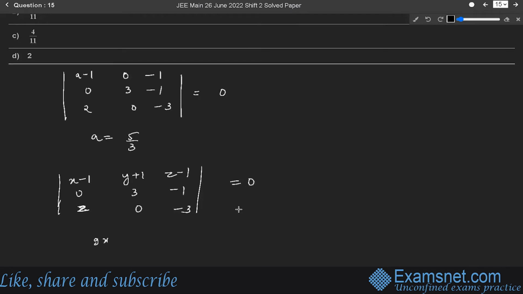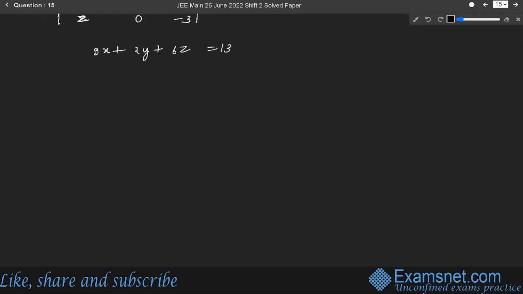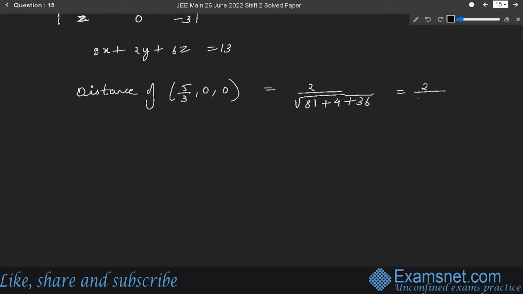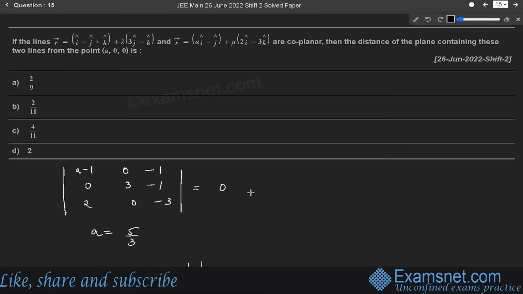Therefore, 9x plus 2y plus 6z will be equal to 13. So the distance of (5 by 3, 0, 0) from this plane will be equal to 2 upon under root of 81 plus 4 plus 36. So it will be equal to 2 upon under root of 121, which is equal to 2 upon 11. Hence, we can say that the correct answer for this question is option number B, which is 2 upon 11.